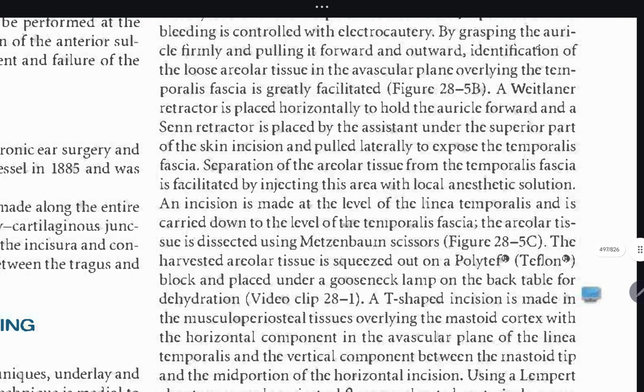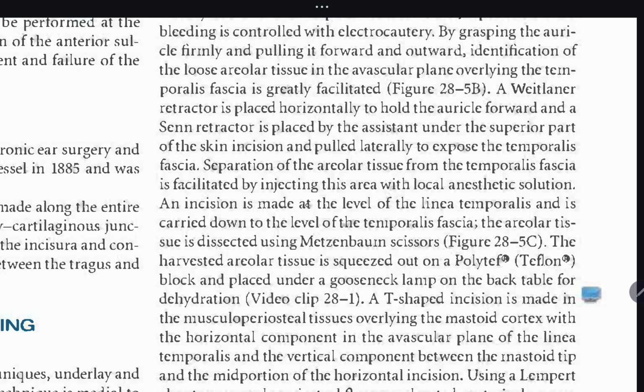By grasping the auricle firmly and pulling it forward and outward, identification of the loose areolar tissue in the avascular plane overlying the temporalis fascia is greatly facilitated. A Weitlaner retractor is placed horizontally to hold the auricle forward, and a self-retaining retractor is placed by the assistant under the superior part of the skin incision and pulled laterally to expose the temporalis fascia. Separation of the areolar tissue from the temporalis fascia is facilitated by injecting this area with local anesthetic solution.